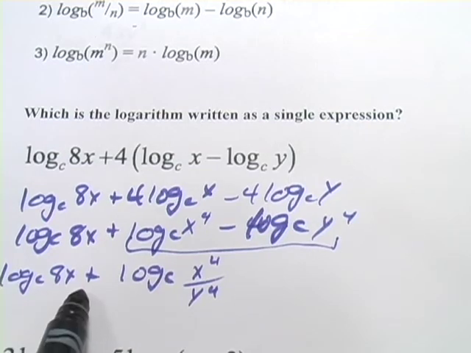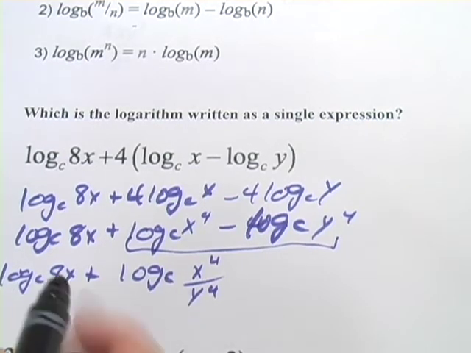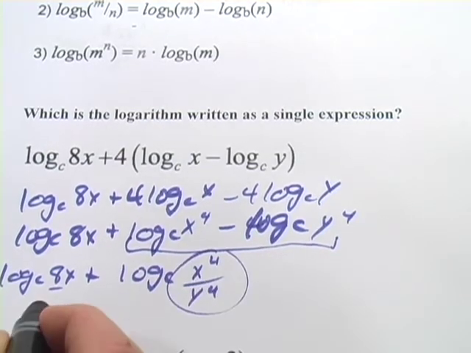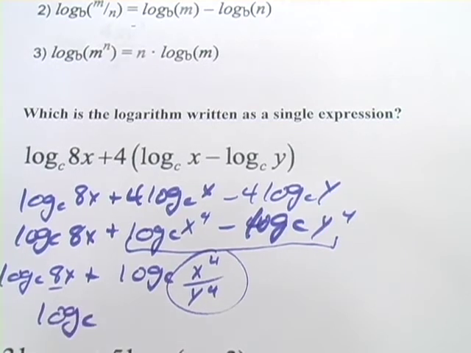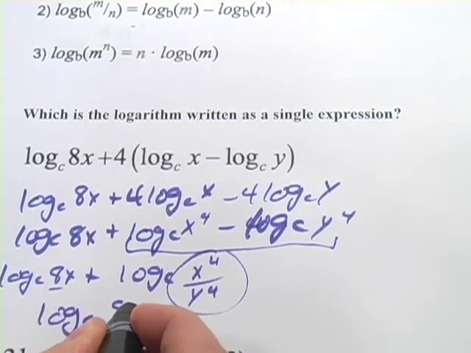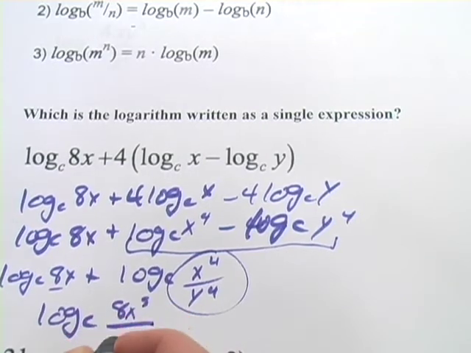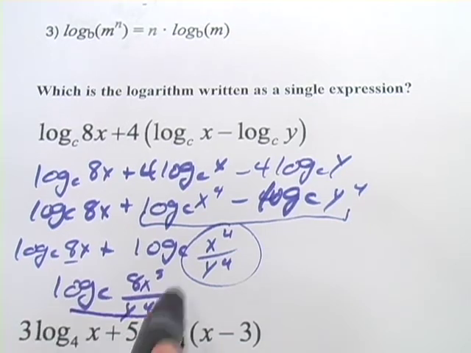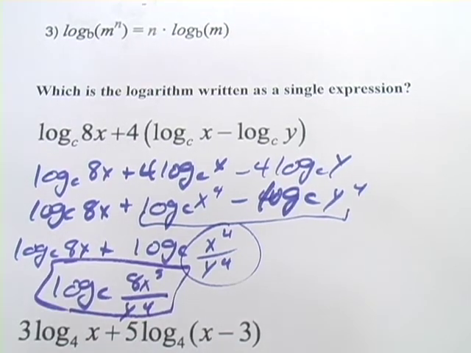Now, addition turns into multiplication, so we can write all of this now as log base c of 8x times this thing. And when we do that, we get log base c of, well, 8x times x to the 4th would be 8x to the 5th over y to the 4th. And now we've written that thing as a single expression.